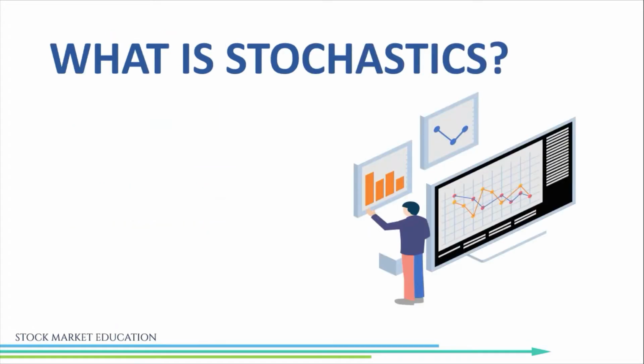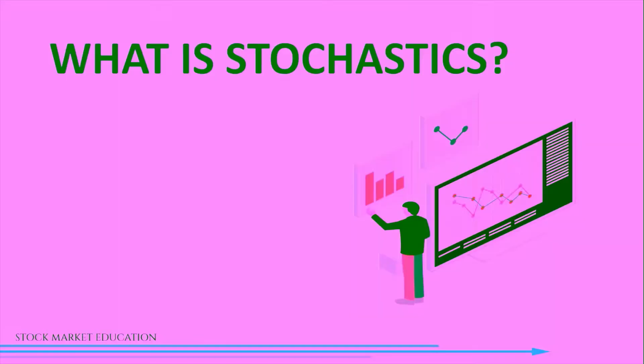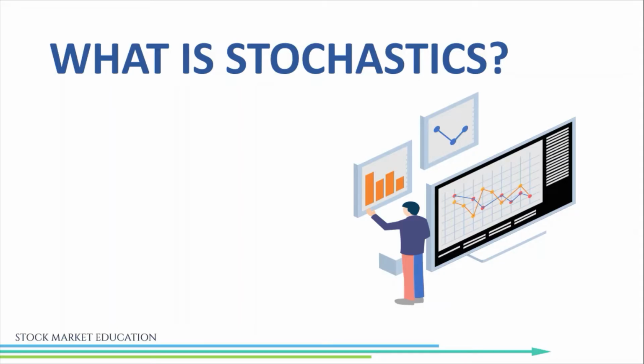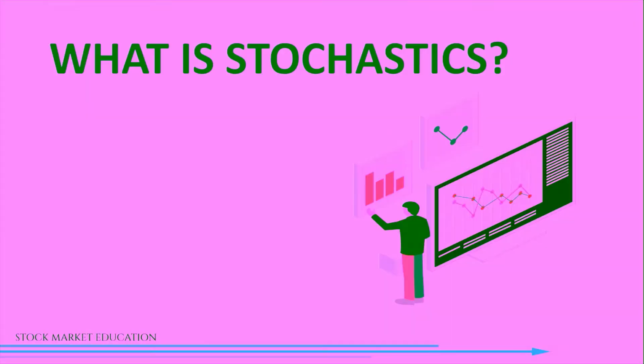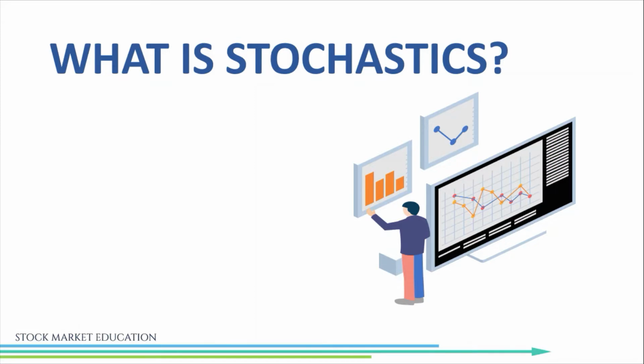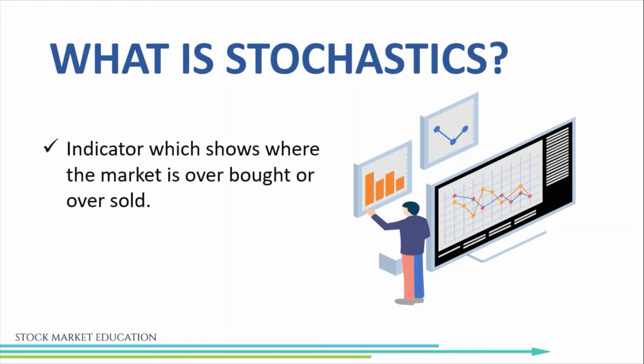Now what is stochastics? Stochastics is an indicator which is also called an oscillator. It is part of the oscillator indicators, and it shows where the market is overbought or oversold. By using stochastics, it gives you buy signals and sell signals. Usually there is a territory for the overbought zone and a territory for the oversold zone. We will see that in detail in the next slides.